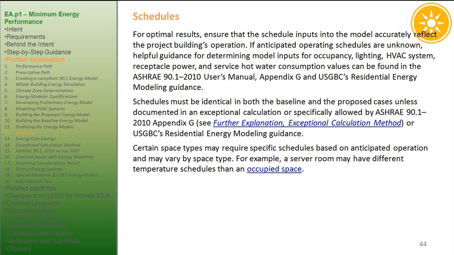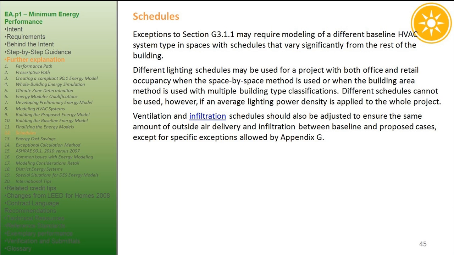Certain space types may require specific schedules based on anticipated operation and may vary by space type. For example, a server room may have different temperature schedules than an occupied space. Exceptions to Section G3.1 may require modeling of a different baseline HVAC system type in spaces with schedules that vary significantly from the rest of the building.